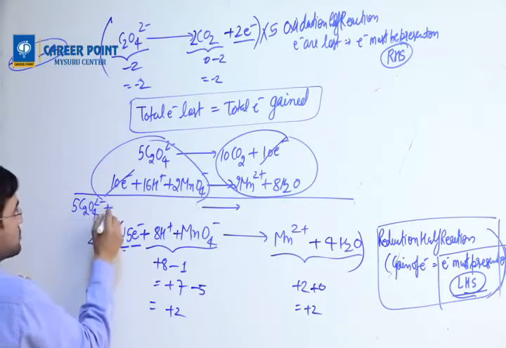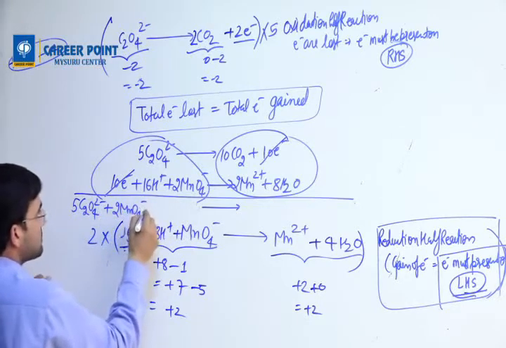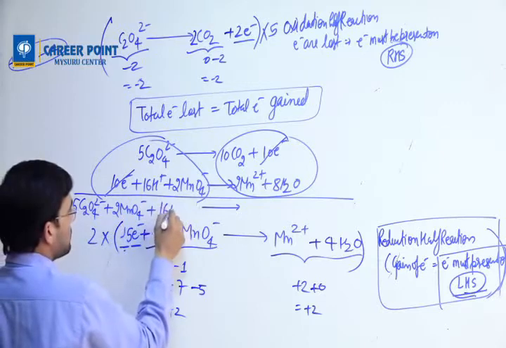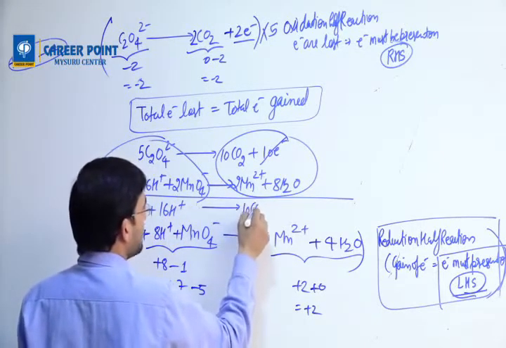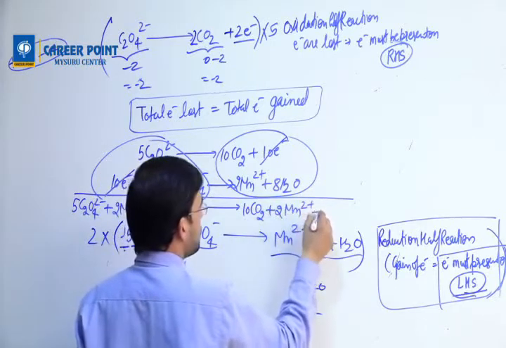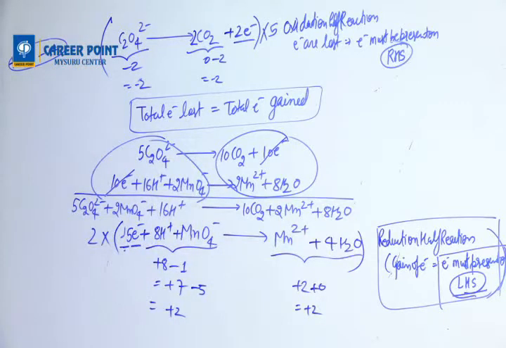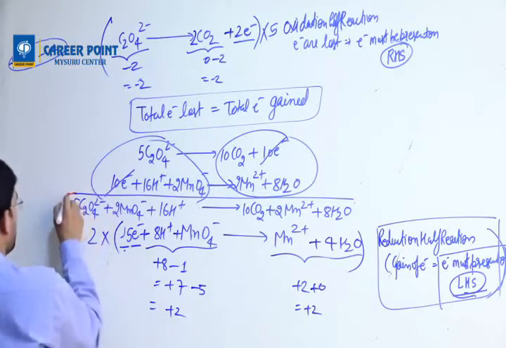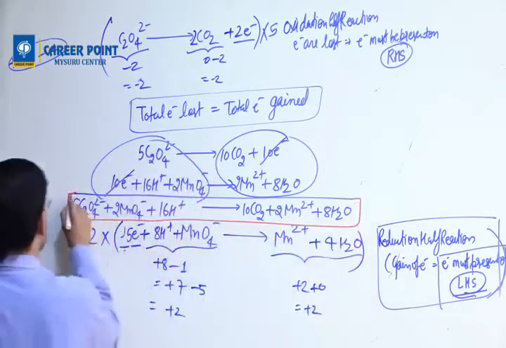5C2O4 2 minus plus 2MnO4 minus plus 16H plus gives rise to 10CO2 plus 2Mn2 plus plus 8H2O. Now this reaction is a balanced redox reaction. This is important. This reaction is now a balanced redox reaction.